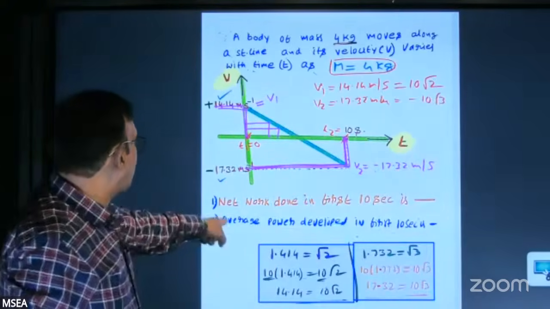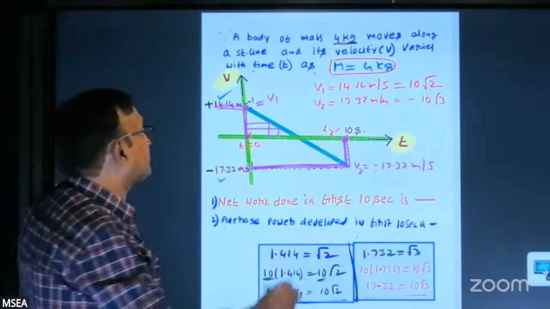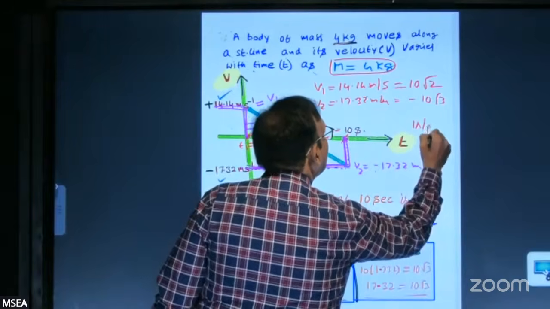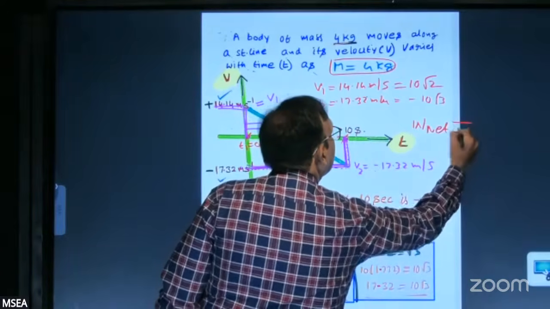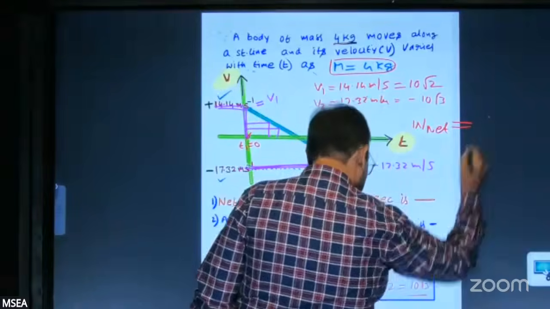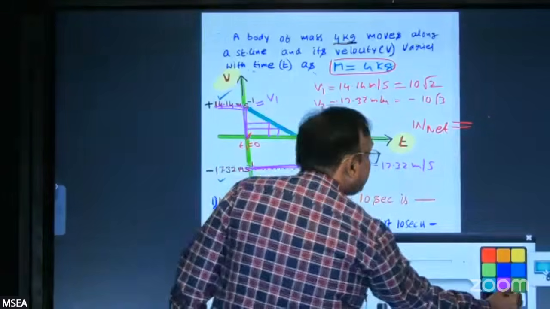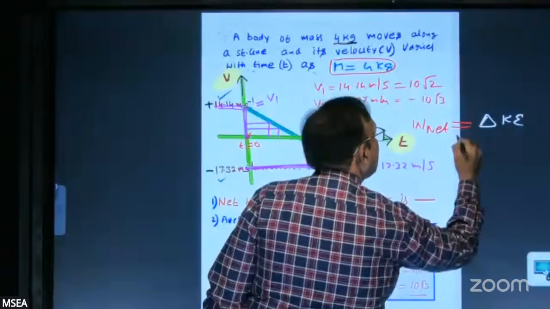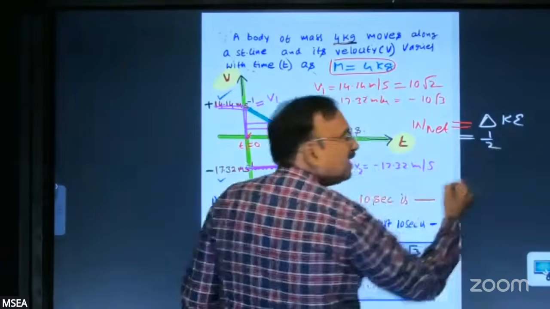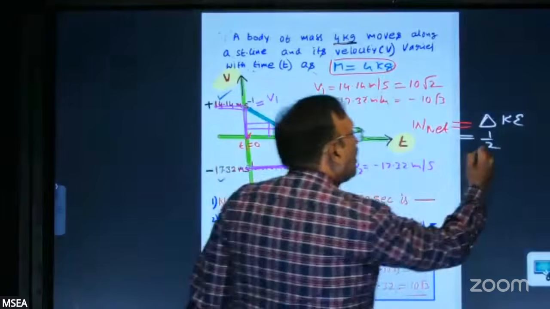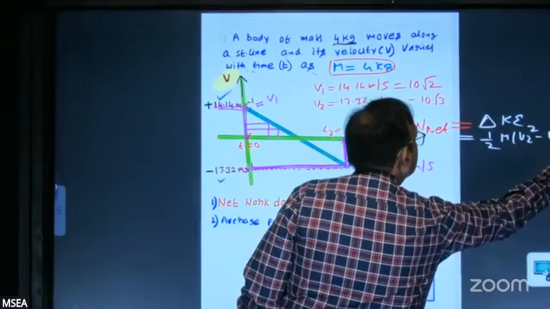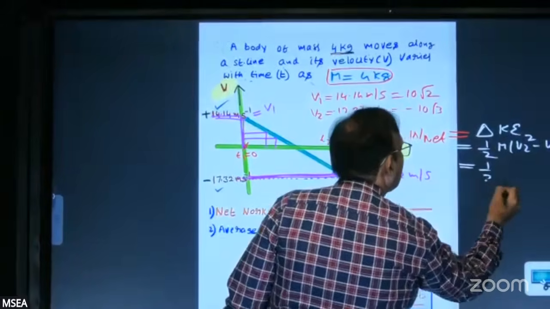Now, our idea is to calculate the net work done. How to calculate net work done? The net work done comes out to be the change in kinetic energy of the body. Change in kinetic energy means, as we have already seen, K2 minus K1. So half m common into V2 square minus V1 square. Just dump the values there.